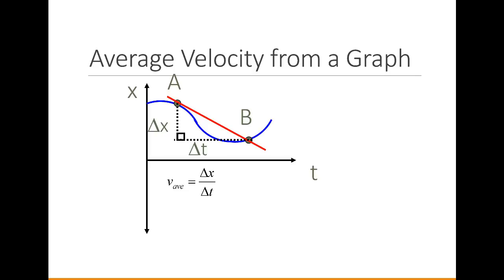Now in this case, and also in the other case, notice that velocity has units of meters per second, and x is in meters and time is in seconds. So if we divide meters by seconds, we can see that truly the slope of the graph is going to give us the average velocity.